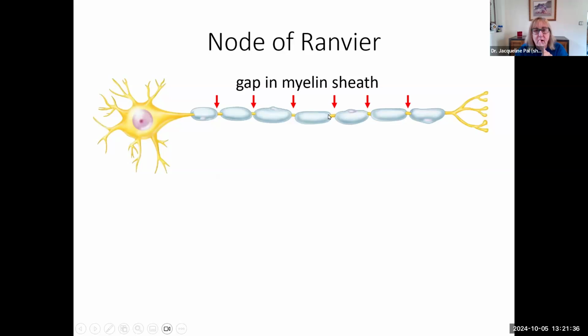And you can see that there are gaps in the myelin sheaths, and there are going to be gaps in both the central nervous system and the peripheral nervous system. And these gaps in the myelin sheaths are called nodes of Ranvier. Why? Because they were named after some dude named Ranvier. Wonderful French name, Ranvier. Okay.